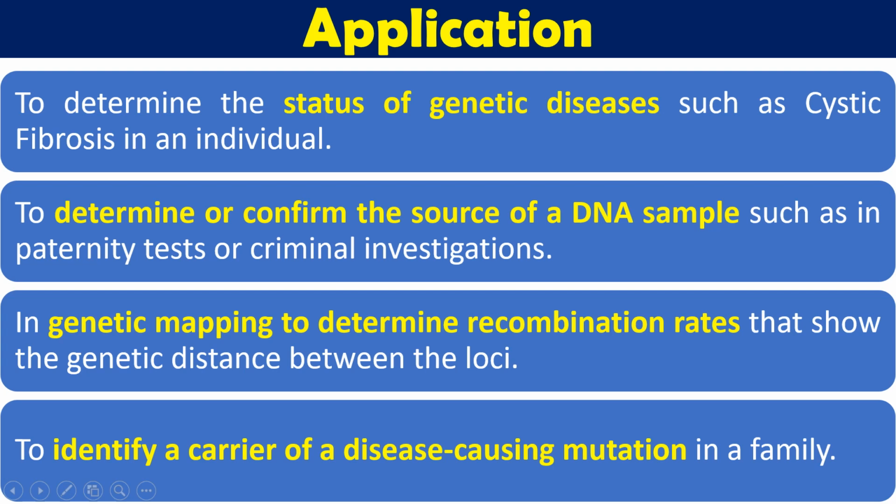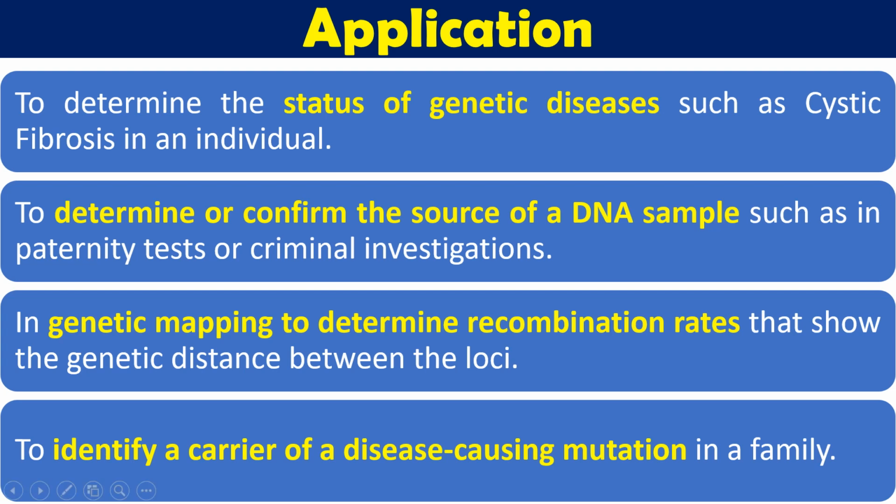Then its third important use is genetic mapping, to determine the recombination rates, which normally show the genetic distance between loci. Fourth, another example is that you can identify a person who carries a disease-causing mutation in their genes. So any kind of mutated gene which is present in a family can be detected.